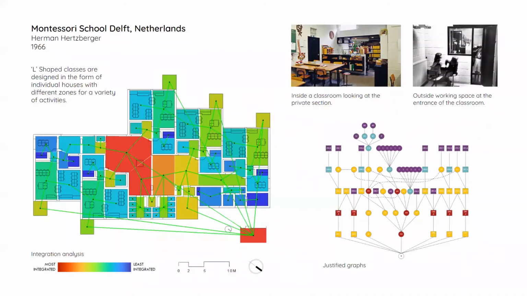The smaller space at the lower level, being a dead-end space and the least integrated space in the classroom, is used for creative and messy work, while the other part is used for work requiring more concentration. Every classroom has a private dead-end space as well as a more integrated space, which forms the circulation loops, as seen in the justified graph.